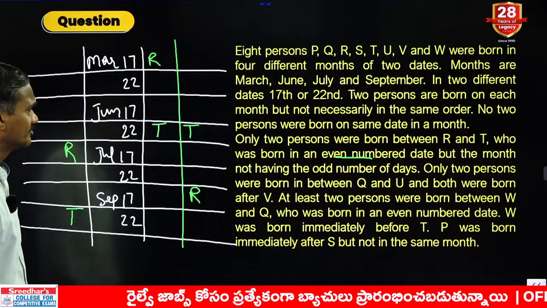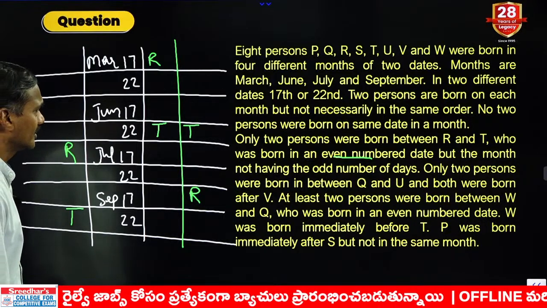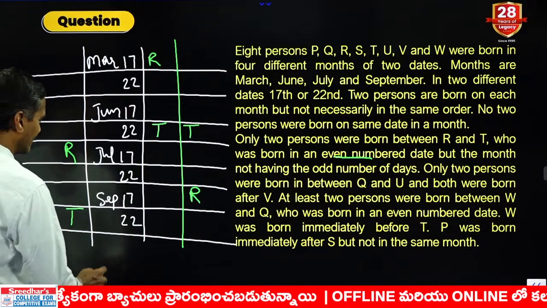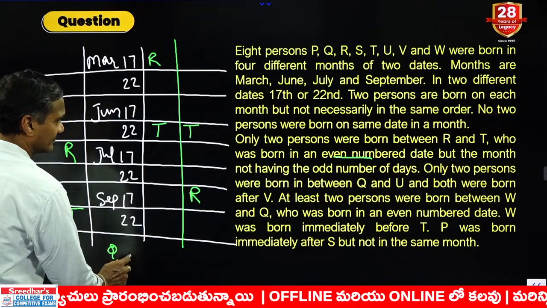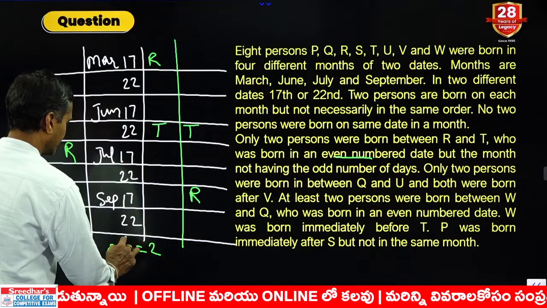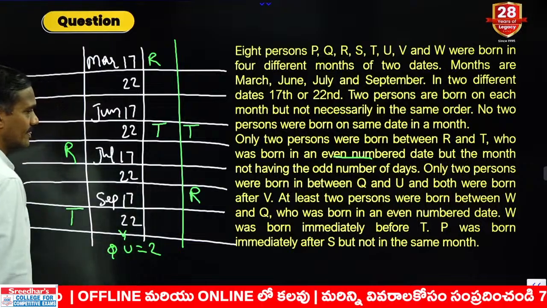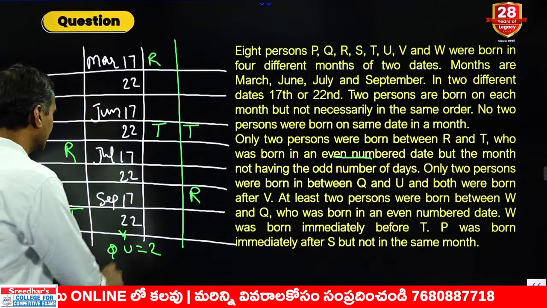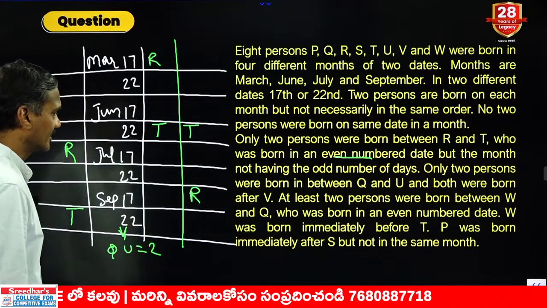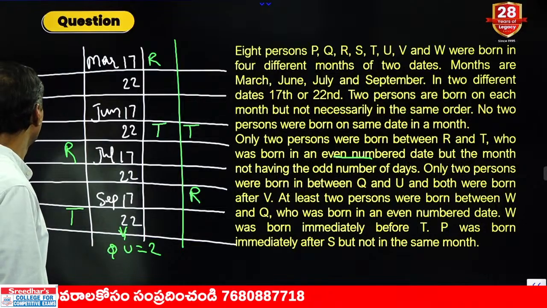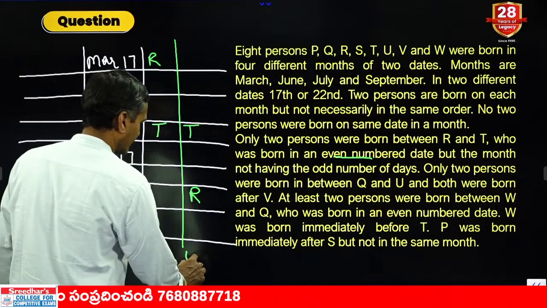And only 2 persons between Q and U, and both were born after V. And 2 persons between Q and U, and both these 2 persons after V only. And next one, at least 2 persons were born between W and Q. Now in between W and Q, how many persons?